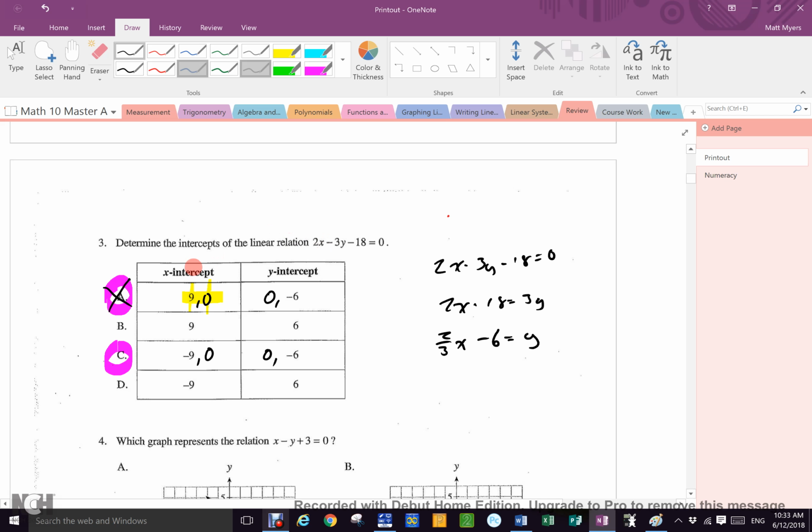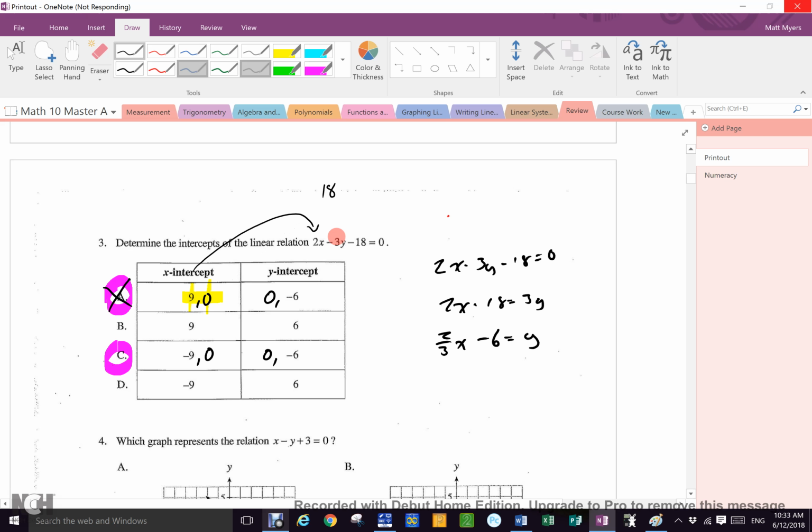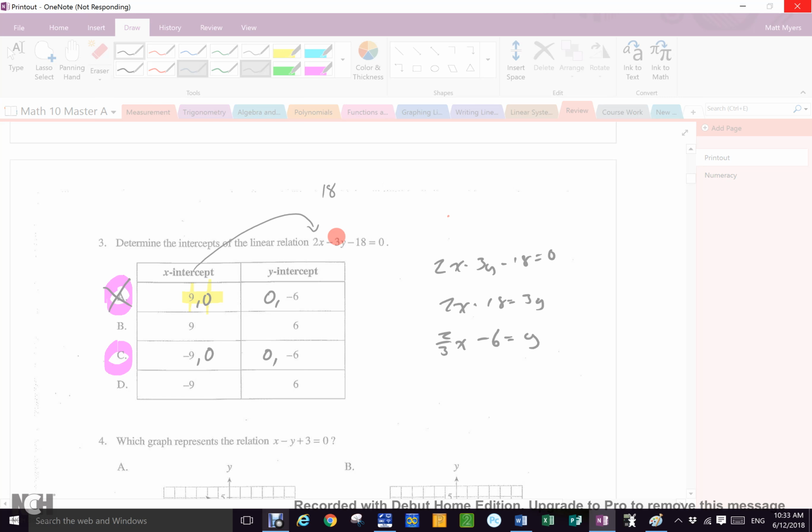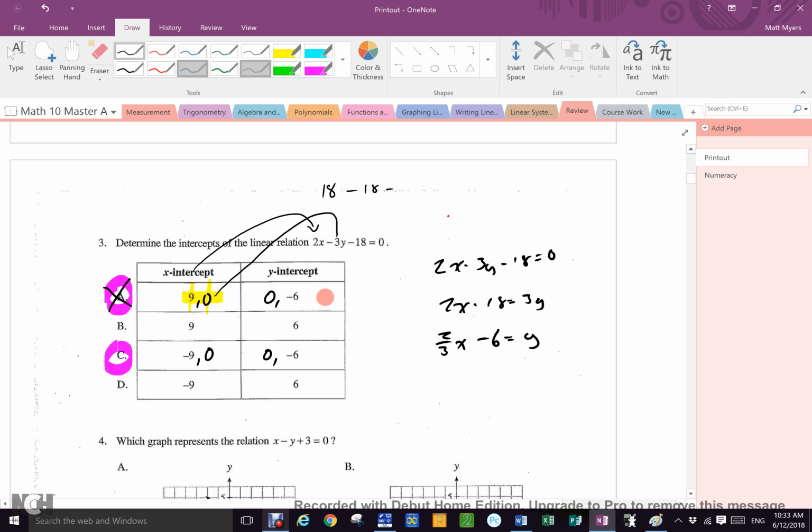So, 9 goes in there. What's 2 times 9? 18. 0 goes in there. So what happens to the y? It goes away. 18 minus 18 equals 0. Is that correct? There you go. It's A. Well, why did we screw up? Because you guys saw x and y. You forgot that every point already has an x and y. Everybody good? Okay. Next question.